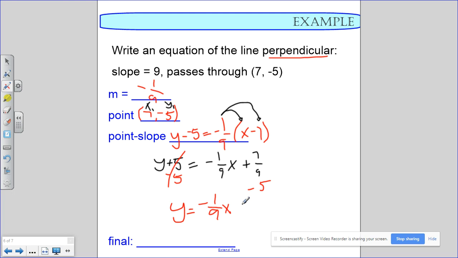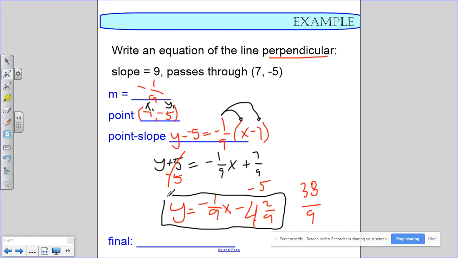7 over 9 minus 5. In fraction form, that gives us a negative 4 and 2 ninths. So this may be what you see on your test. You might also see the fraction as -38 over 9. These are the same thing. So here is our final answer: y equals negative 1/9 x minus 4 and 2 ninths. Let me know if you have questions on that.